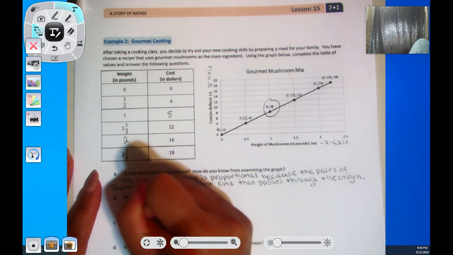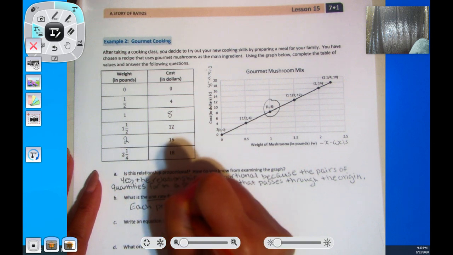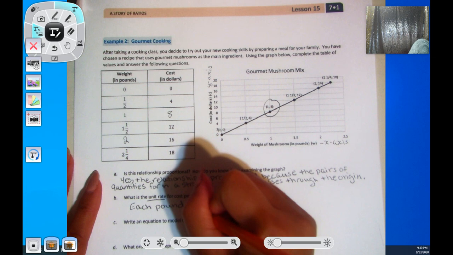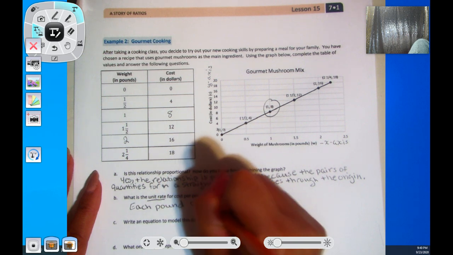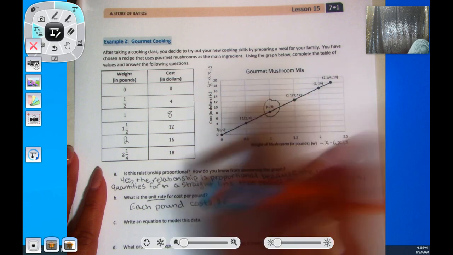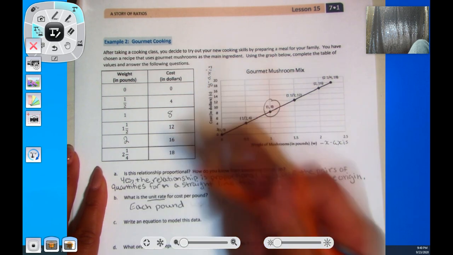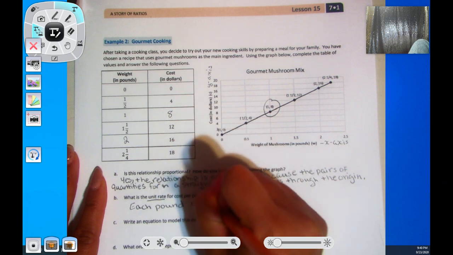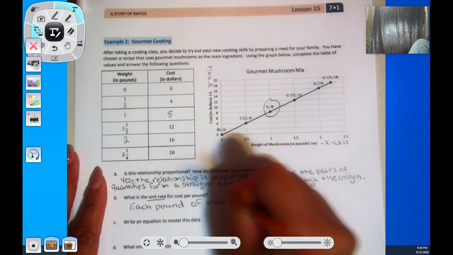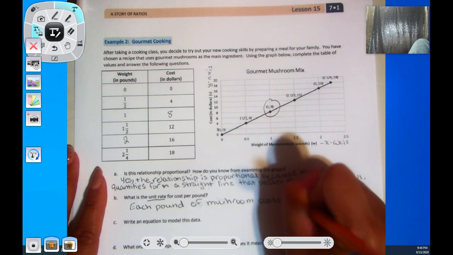So each pound, or 1 pound, costs $8. And maybe I can be more specific. We'll put each pound of mushrooms costs $8.